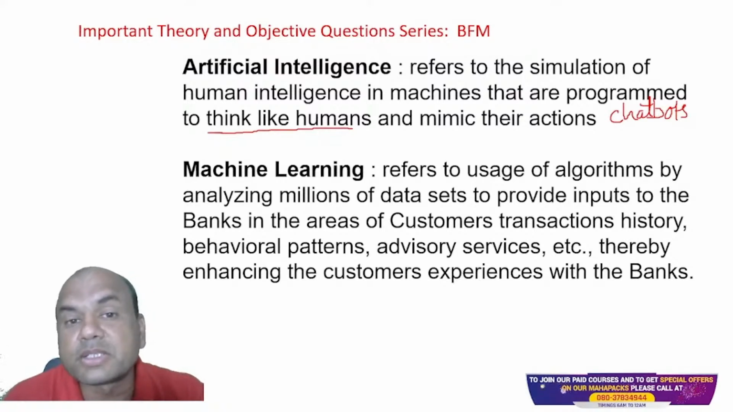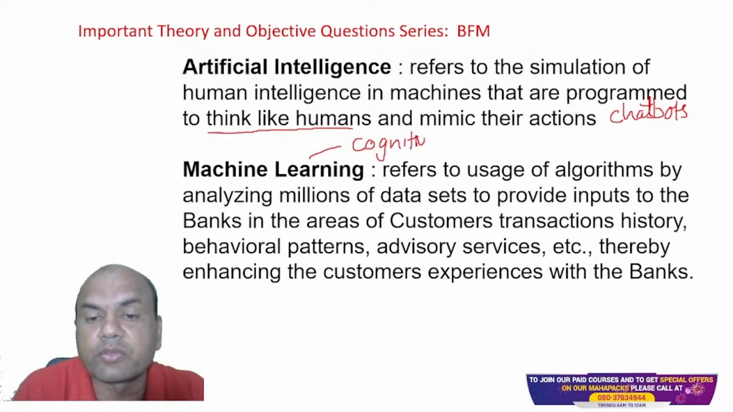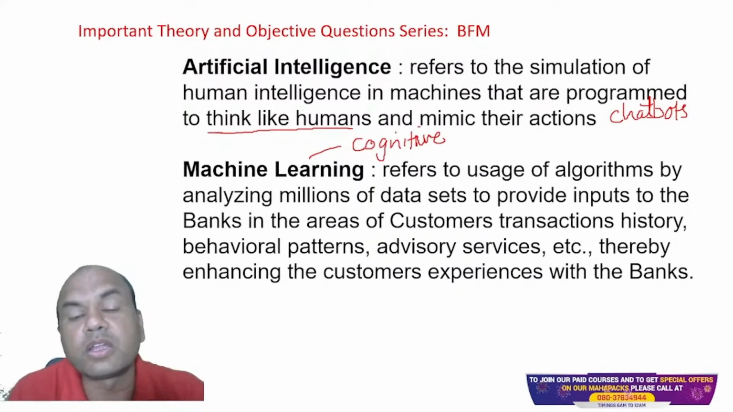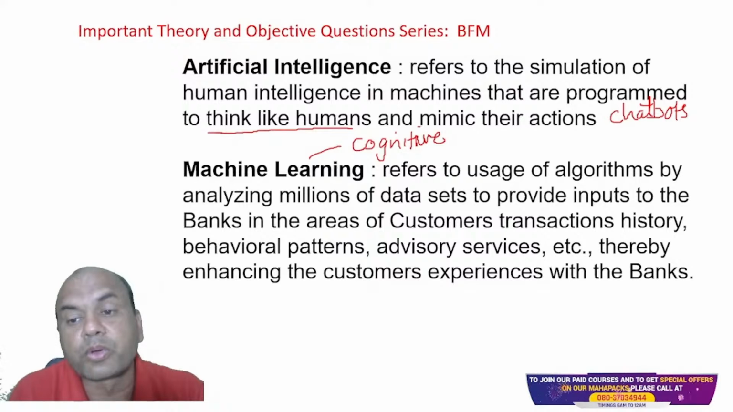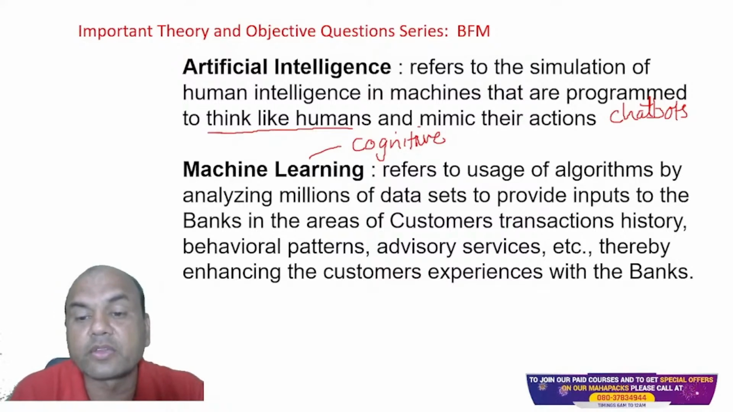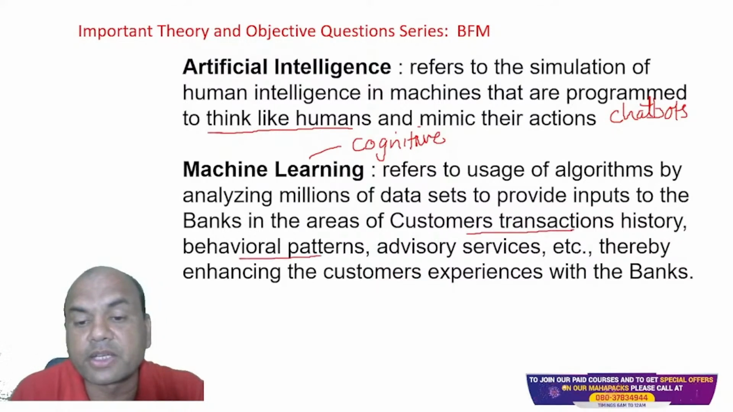Learning by the machine, there's a word in machine learning that is called cognitive. This word you will hear many times. Cognitive means continuous learning. It refers to the usage of algorithms by analyzing millions of data sets to provide inputs to the banks in the areas of customer transaction history. So whatever the customer transactions are, whatever the behavioral patterns of that customer are, and advisory services. All these things, basically behavior patterns.